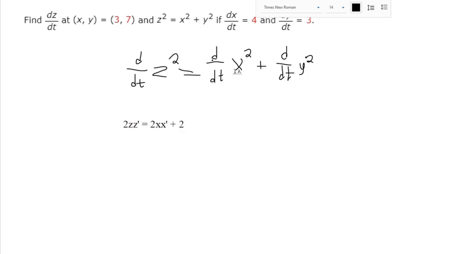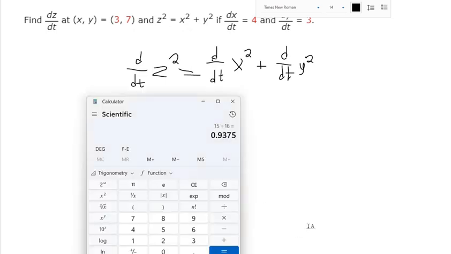And then same thing with this one. And then they've given us values for each of these. We don't know what z is. Oh, we can find out what z is, though. If you just plug in 3 in for x and 7 in for y, that will give us what z is. So we got 9 plus 49. So z is going to be the square root of 58 from this equation up here. I just plugged in 3 in for x, 7 for y.